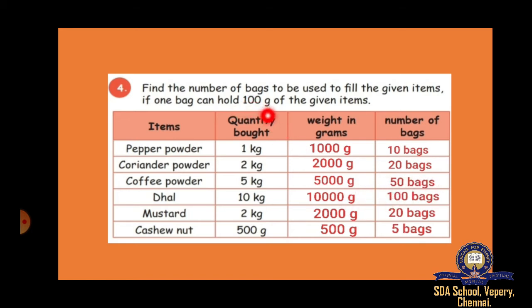Okay, 100 grams in 1 bag means how many bags? Okay, 10 kg is 10,000 grams, 100 bags. 2 kg again 2000 grams, 20 bags. 500 grams, so 500 grams is 5 bags.